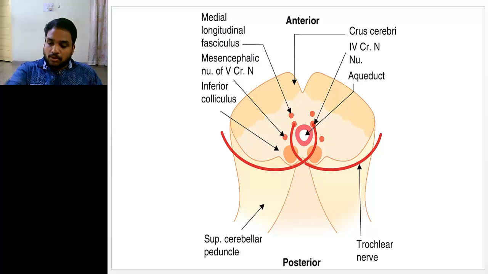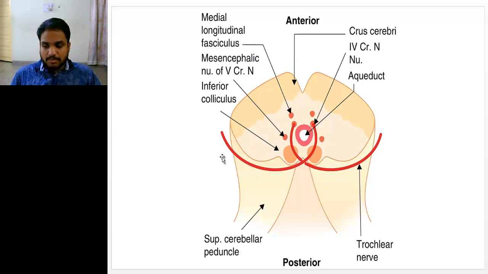So now we come on to the fourth nerve, that is the trochlear nerve. What is something special about the trochlear nerve? The nerve fibers decussate. This is the trochlear nerve nucleus, and the nerve fibers decussate before leaving the midbrain posteriorly, right? So this is the only cranial nerve that is exiting through the posterior surface of the midbrain.